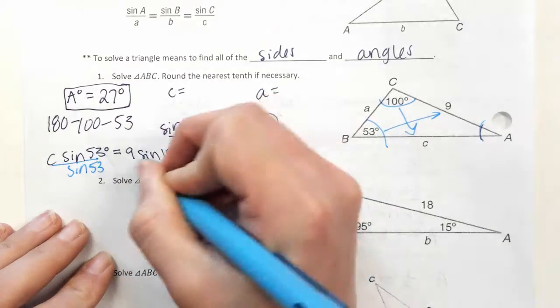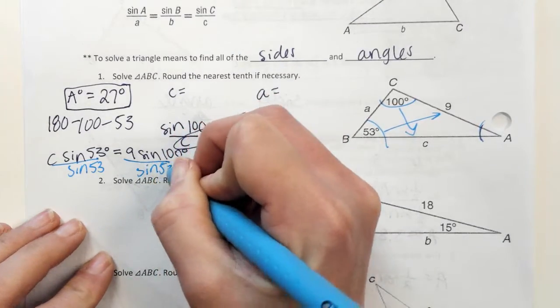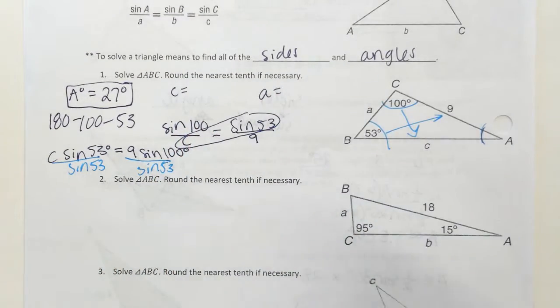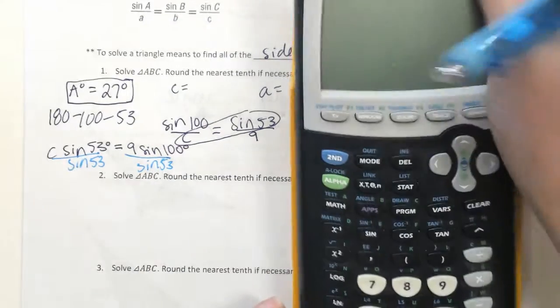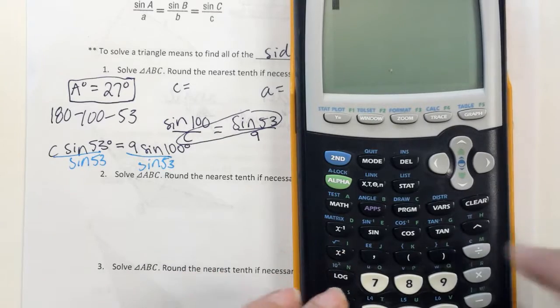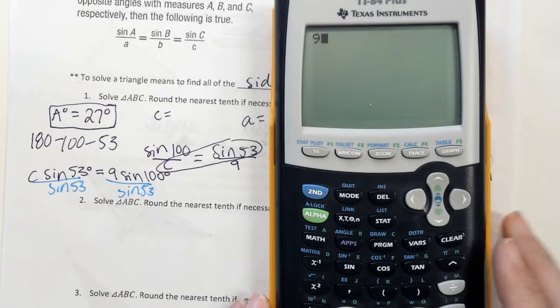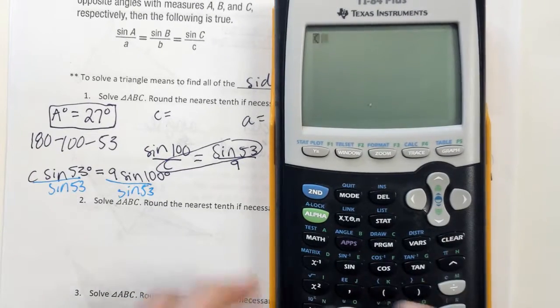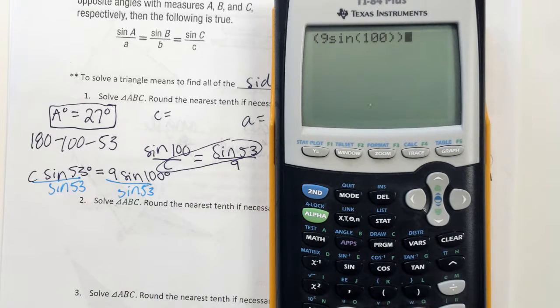So I'm going to show you how to do this in your calculator. All you do is type in exactly what you see, except make sure the numerator, 9 sine of 100, is in parentheses. So you type in 9 sine, parentheses, 9 sine of 100. And then divide that by sine of 53.